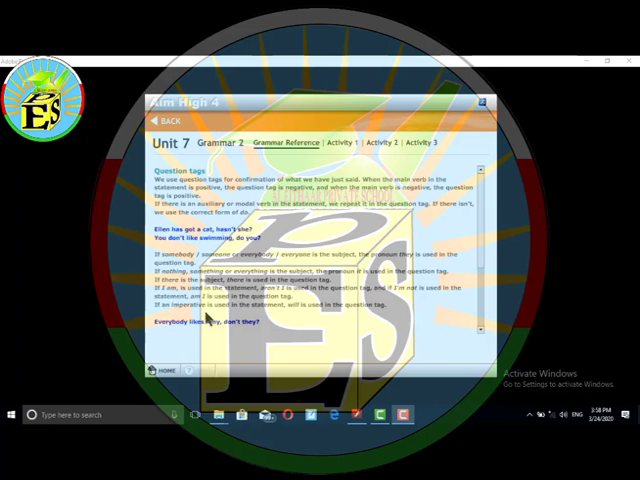Last tip. If an imperative is used in the statement, will is used in the question tag. Imperative means using the verb in the base form at the beginning of the sentence. We use imperative to give instructions. Like do your homework, study regularly, wash your hands. All these imperatives begin with the verb.